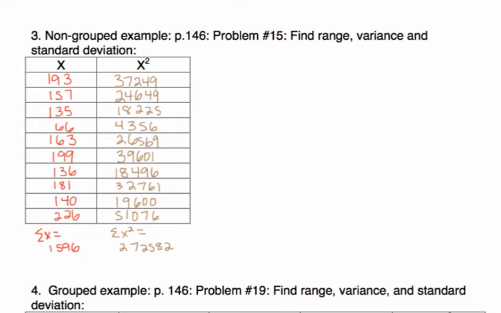Phew, that was a lot of work. Like I said, big numbers here. The next thing we're going to need for our formula is we have to know what n is, the total number of data values that we have. So this is a non-group sample, no frequency, so we just count them up. 2, 4, 6, 8, 10. There are 10 items, 10 data values.